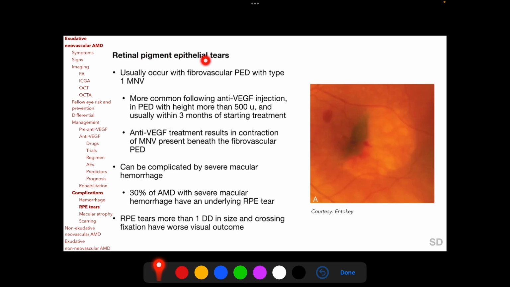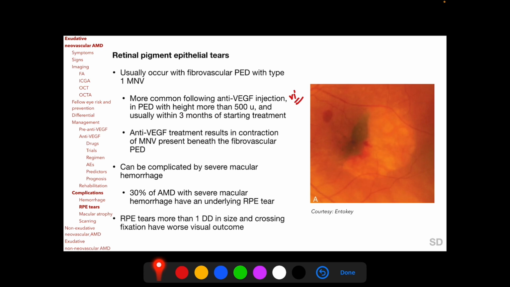Retinal pigment epithelial tears usually occur with fibrovascular PED with an underlying type 1 MNV, and it is more common following anti-VEGF injection, which is very important to remember, particularly in pigment epithelial detachments with height more than 500 microns and usually within 3 months of starting anti-VEGF injections.